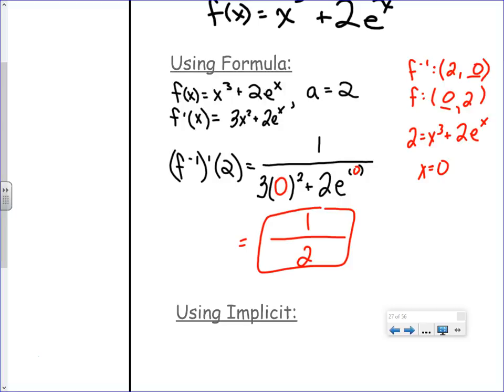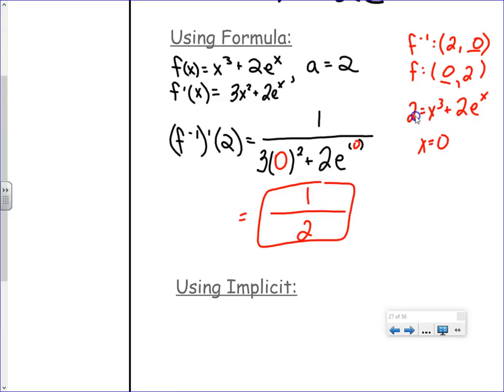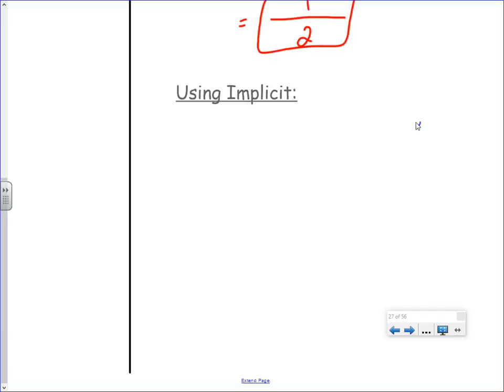Does that make sense? Now wait, focus. There is another way of looking at it when there is a function, and that other way is called using implicit, which means take it, switch the x and y. Take it, switch the x and y.